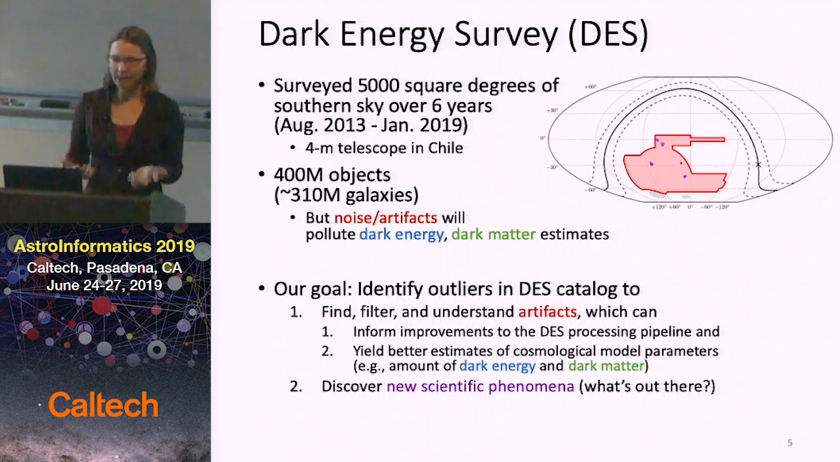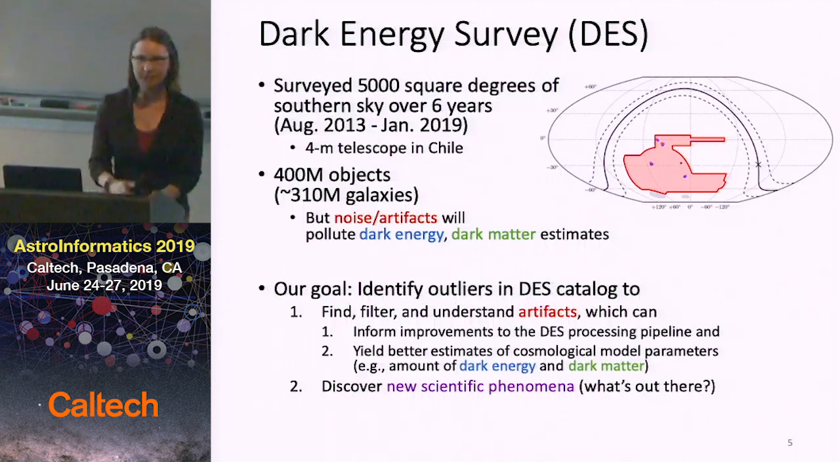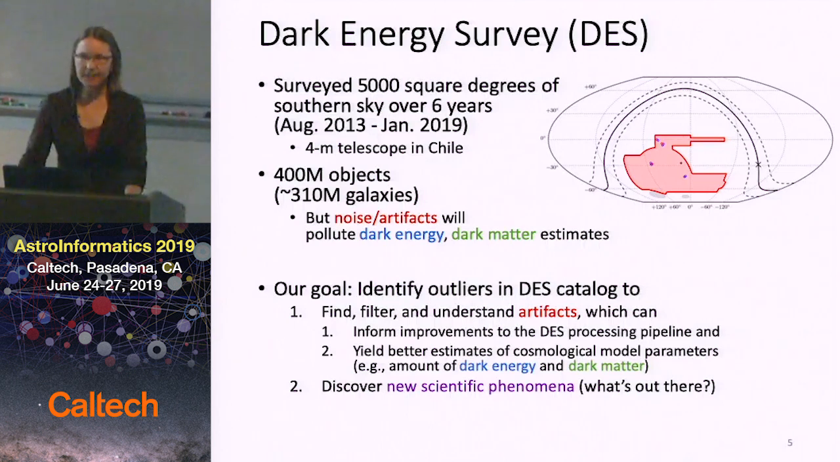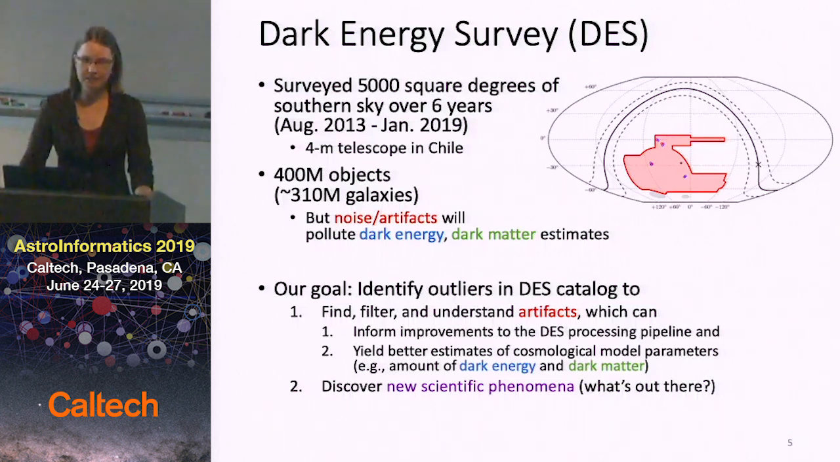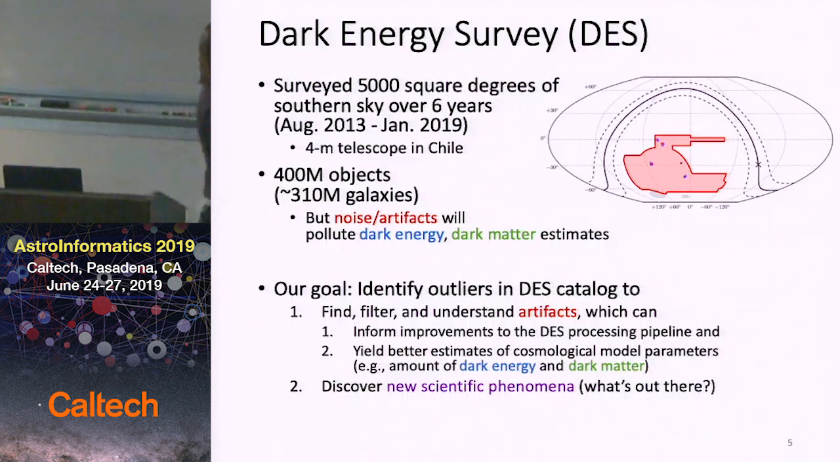By finding artifacts or problems within the data, especially ones that aren't already known by the survey, which of course does its own quality filtering up front, that can actually inform improvements to the processing pipeline that's going back and processing these hundreds of millions of objects as we discover new and stranger effects that may reside within the data. And then secondly, of course, it has a science benefit here for the cosmological model.